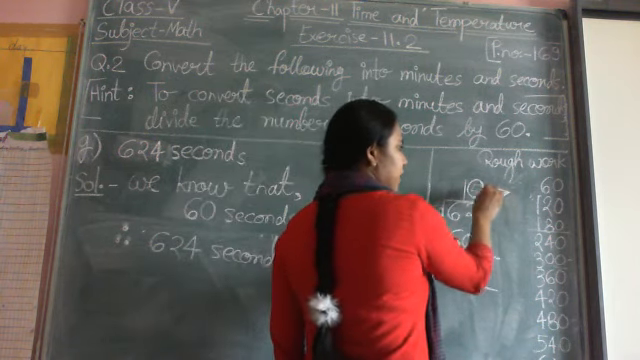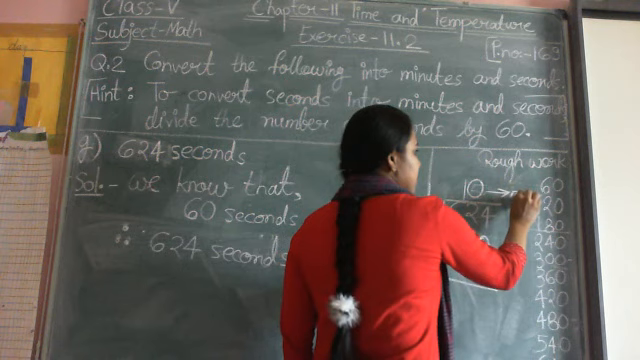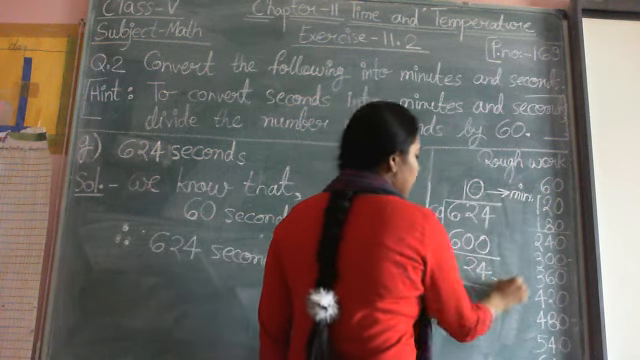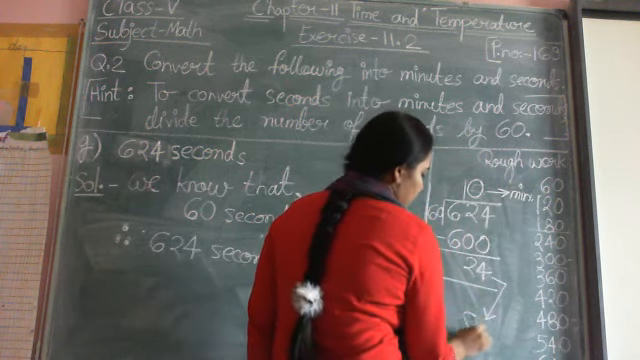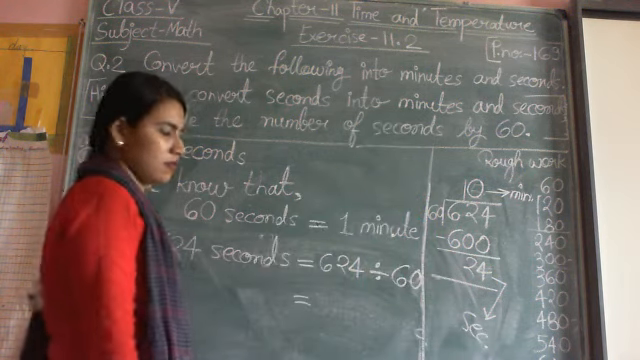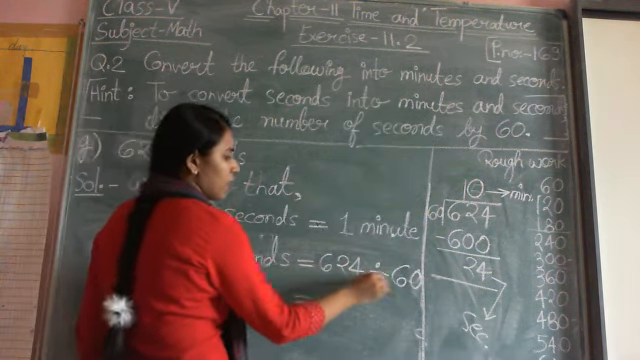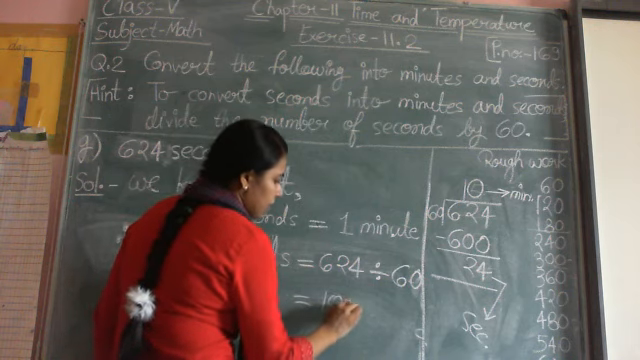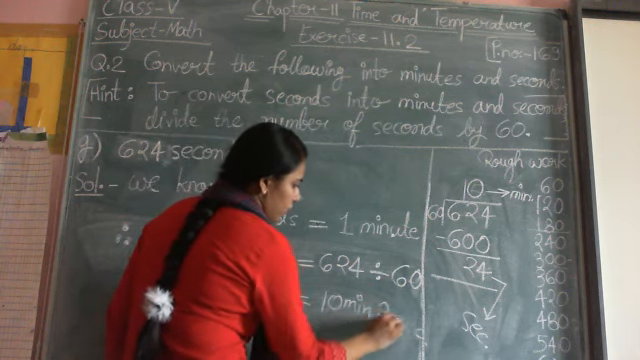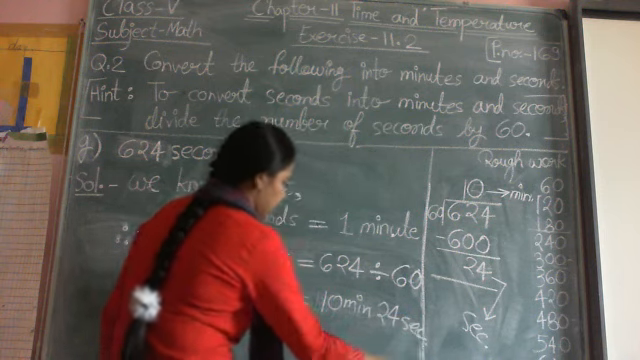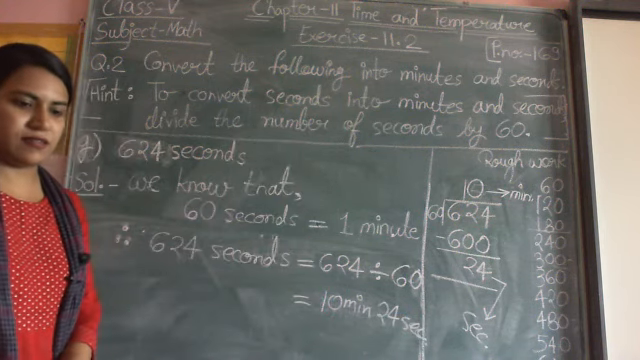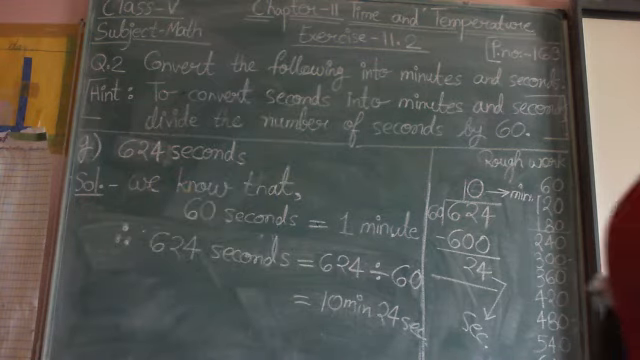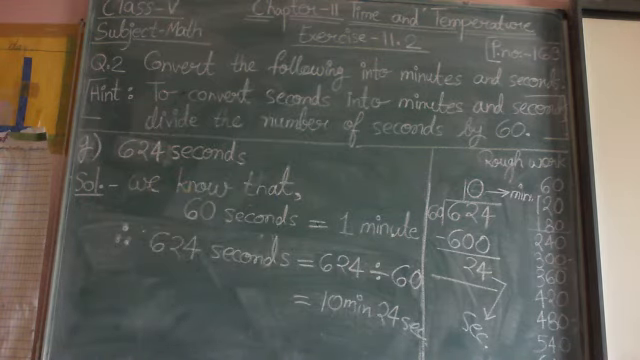Now you know that the number in the quotient part is known as minutes and the number in the remainder part is known as seconds. So when we divide 624 by 60, we get 10 minutes 24 seconds. Take a screenshot so that later you can write systematically in your copy.